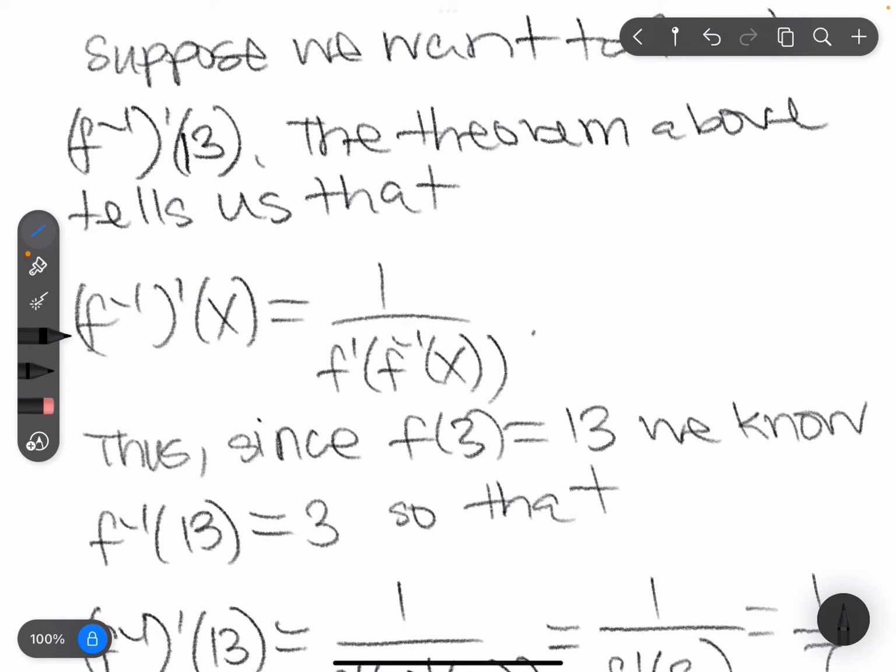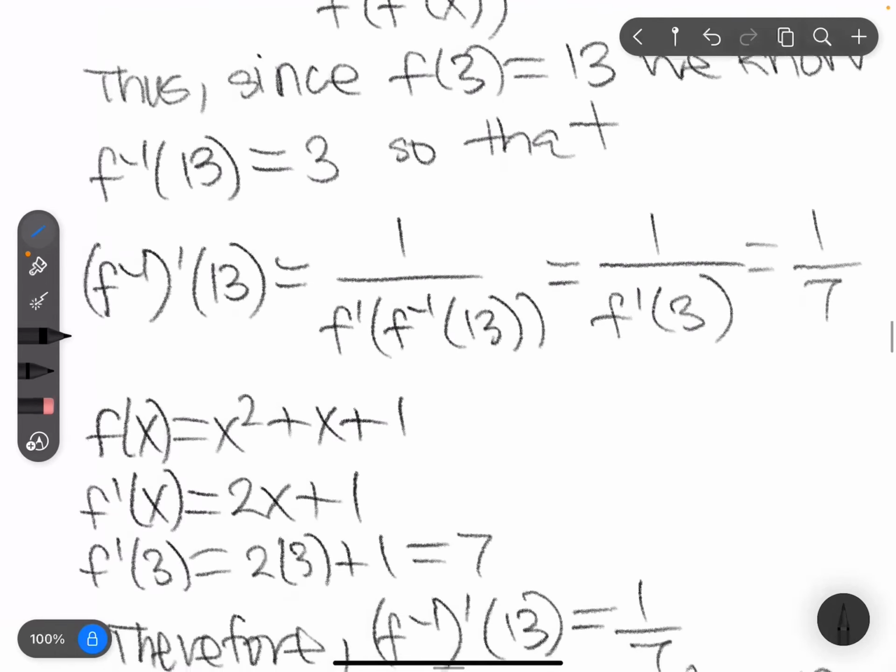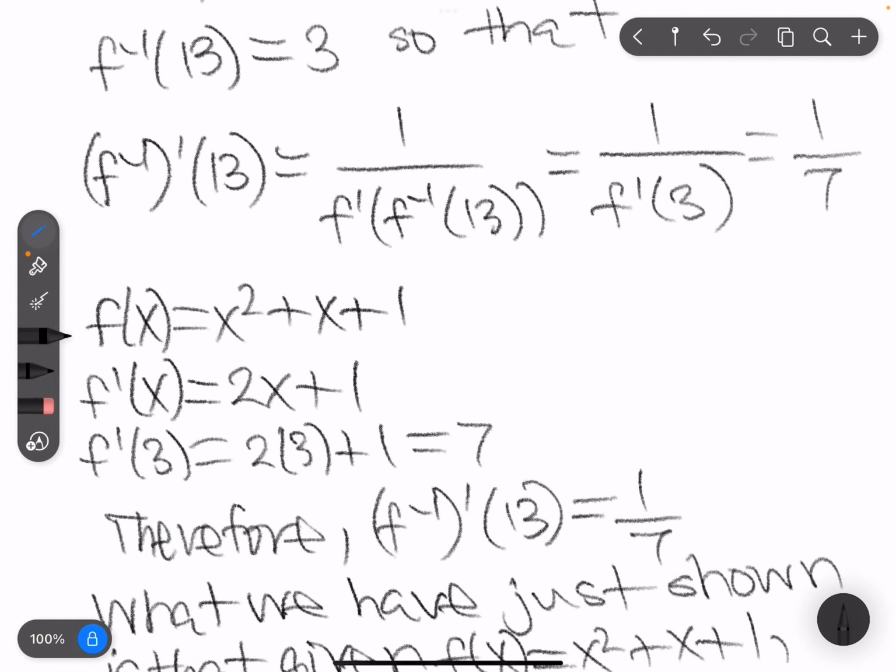Thus, since f of 3 is 13, we know f inverse of 13 is 3, so that f inverse prime of 13 is 1 over f prime of f inverse of 13. But we know f inverse of 13 is 3, so we just need to compute f prime of 3. A quick calculation shows, starting with f of x equals x squared plus x plus 1, f prime of x equals 2x plus 1, and f prime of 3 gives us 2 times 3 plus 1 equals 7.